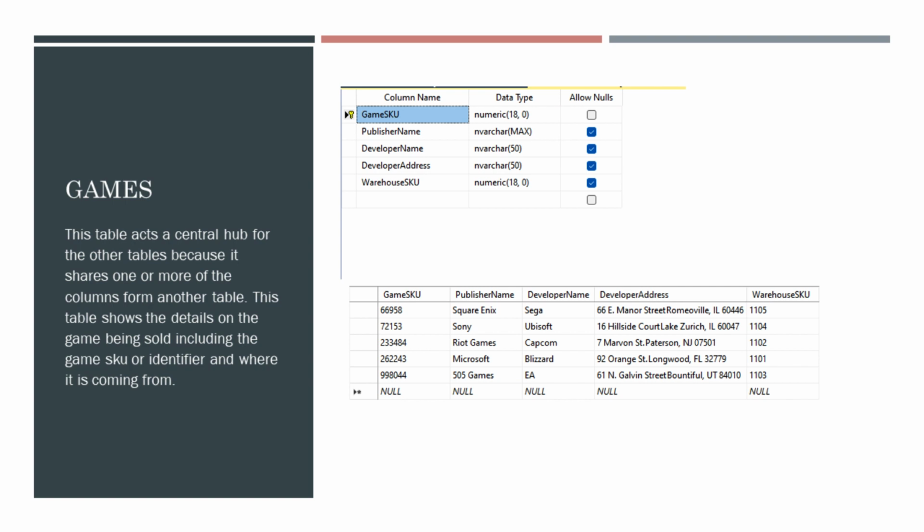Now we are on to what I consider the biggest table, which is games. This acts sort of as the central hub of the tables because it shares one or more columns from several tables. This table shows the details of the games being sold, including their SKUs, publisher name, developer names, developer address, and warehouse SKU. So it shows where they're coming from, where they're going, and who they are published and developed by.